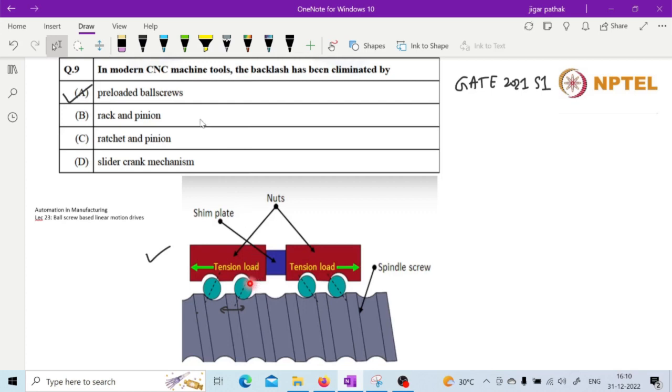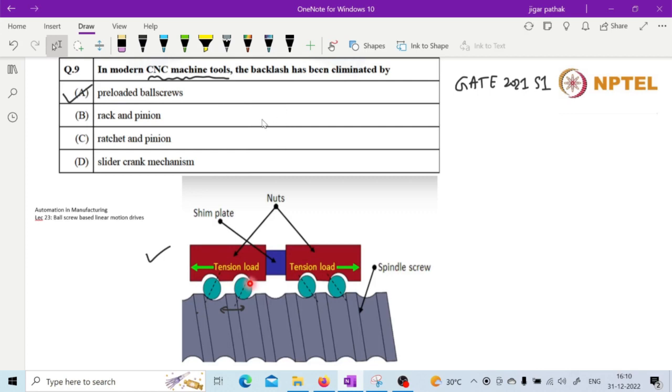So in CNC machine tools, high precision is actually required, and for that there must not be any play or any backlash between this ball and this screw and nut arrangement. So this is how these preloaded ball screws are used to eliminate the backlash.